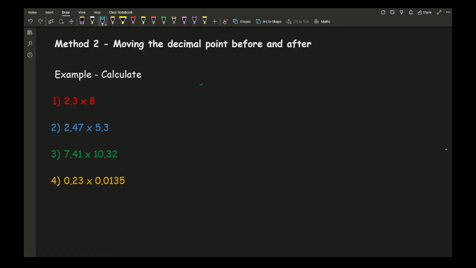So again, with 2, I've got 2.47 times 5.3. So again, I'm going to move the decimal point 2 places in this number to make 247. And I'm going to move it 1 place in this number to make it 53. So in total, I've moved it 3 places to the right.